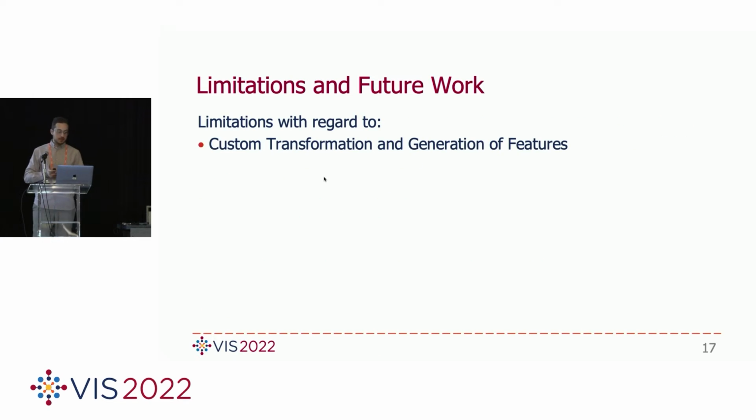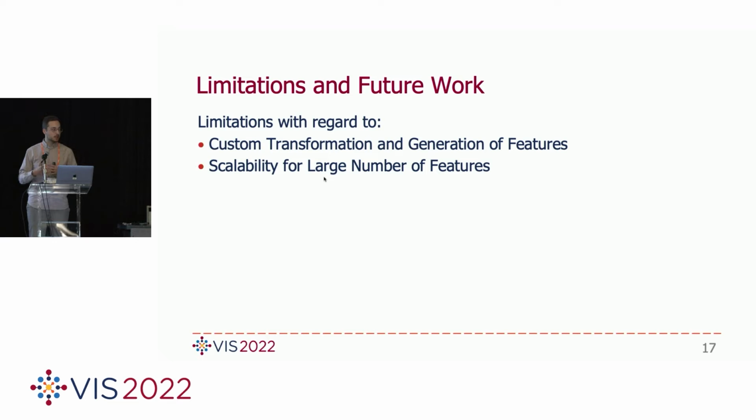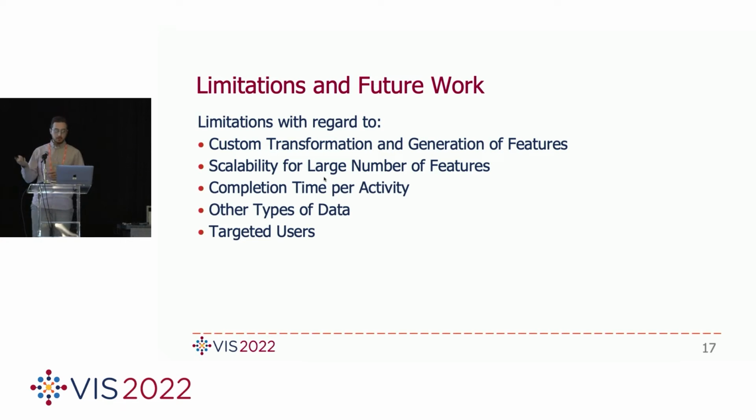One of the experts mentioned that it could be useful if our system supported custom transformations and generation of features for users to experiment with. Another open issue is that for many features, it would be cognitively cumbersome for a human to explore all these features in different subspaces concurrently. However, we could limit the space of features if we have a pre-processing phase in the pipeline. More details about the tool's limitations can be found in the paper.